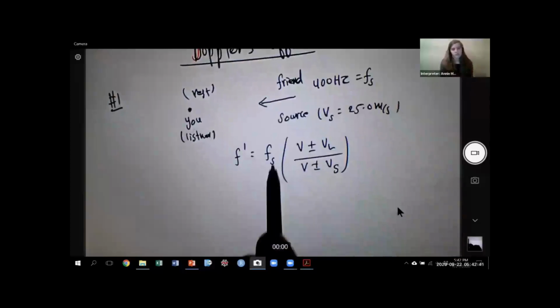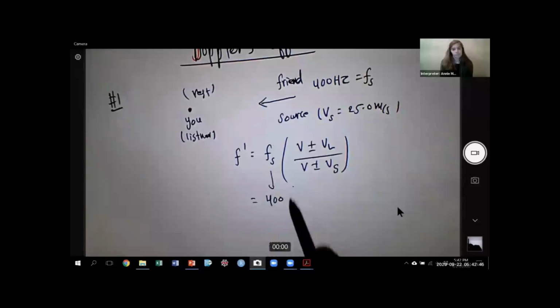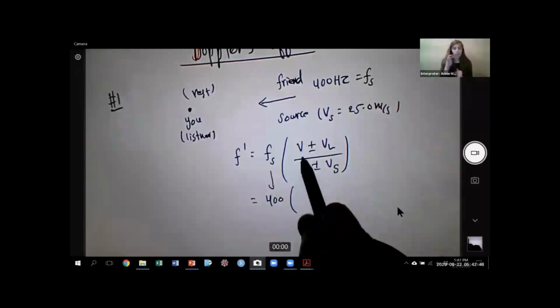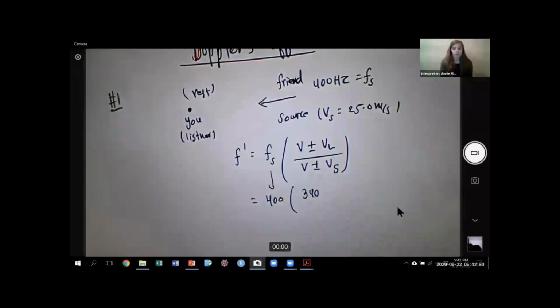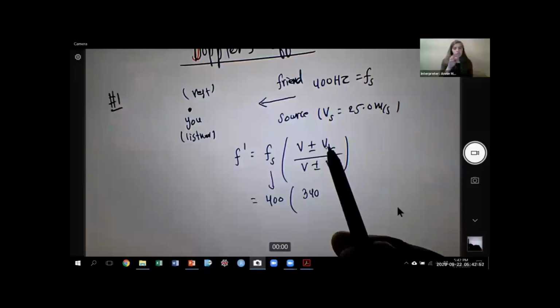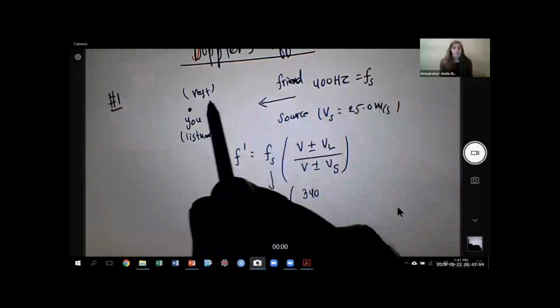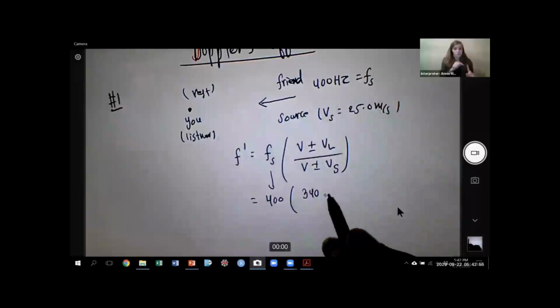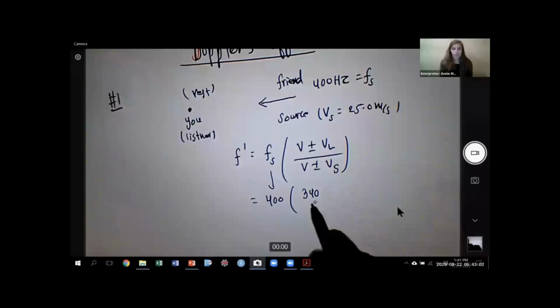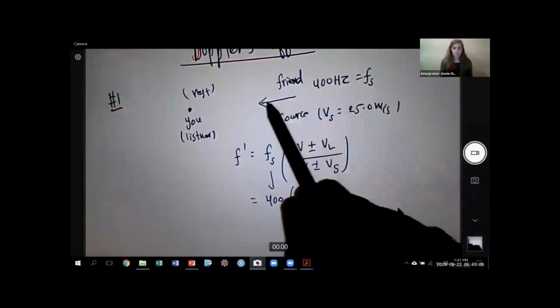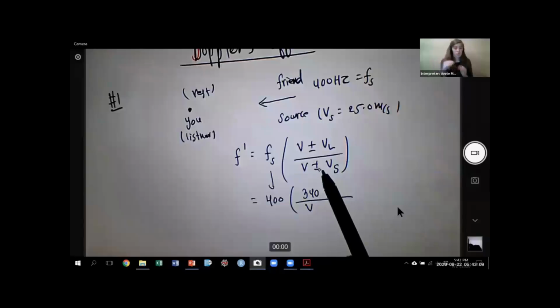Now this is 400 hertz, the original frequency. The speed of sound is 340. That's what it says to use. And the listener is you. You are at rest, so 0, right? So listener is 0 because you are the listener. Now the source is moving towards you. So do you use plus sign or minus sign in the denominator?